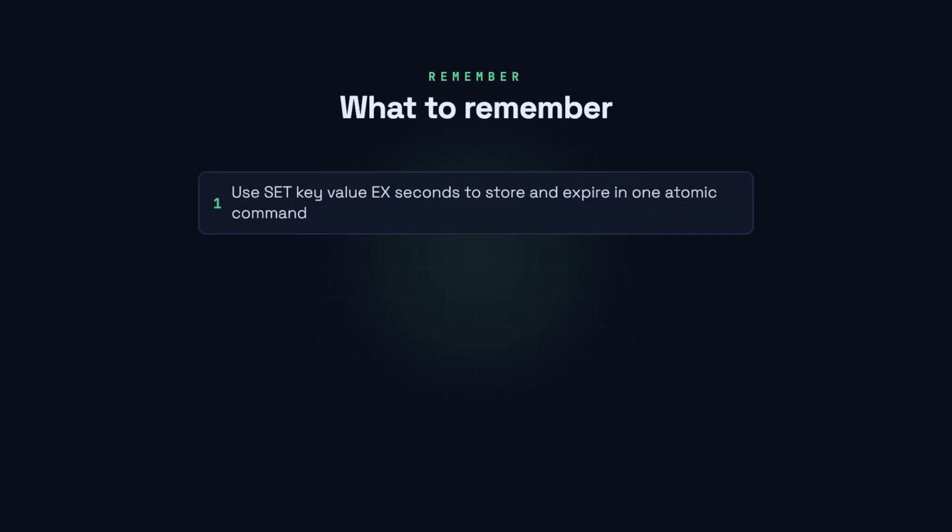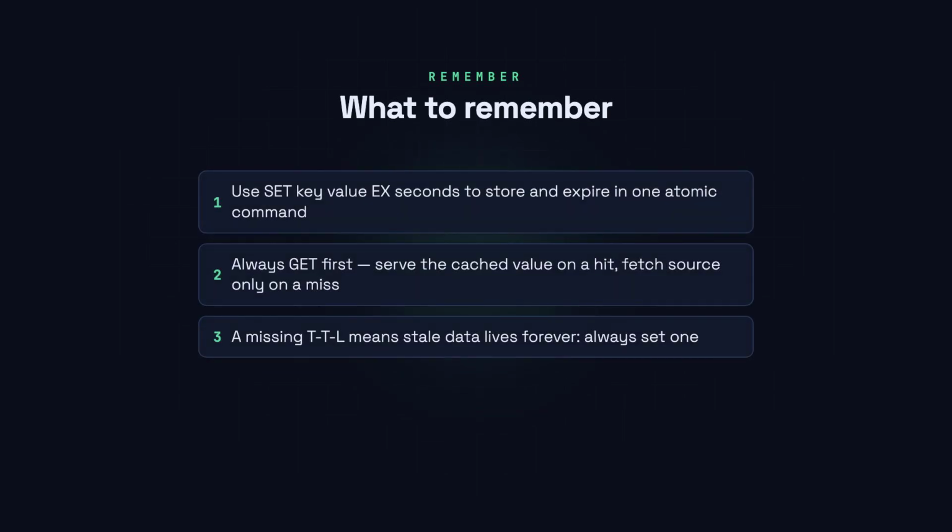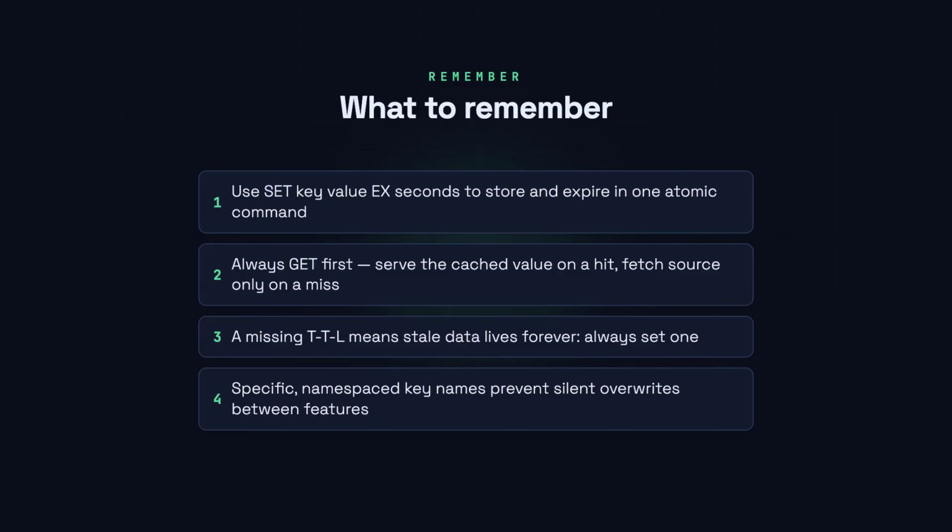Three rules. Always set a TTL, use set with ex, so the expiry can never be lost in a race, and read before you write. Get those right, and caching is both fast and correct.